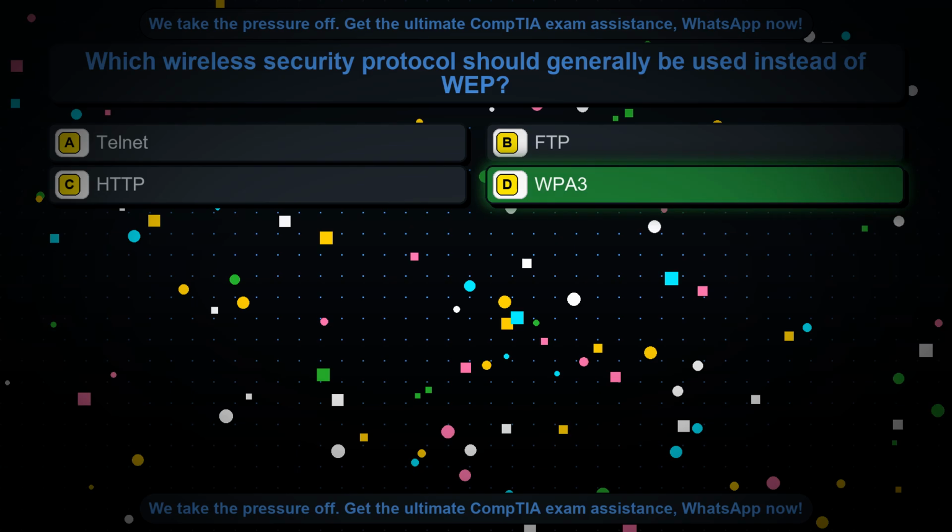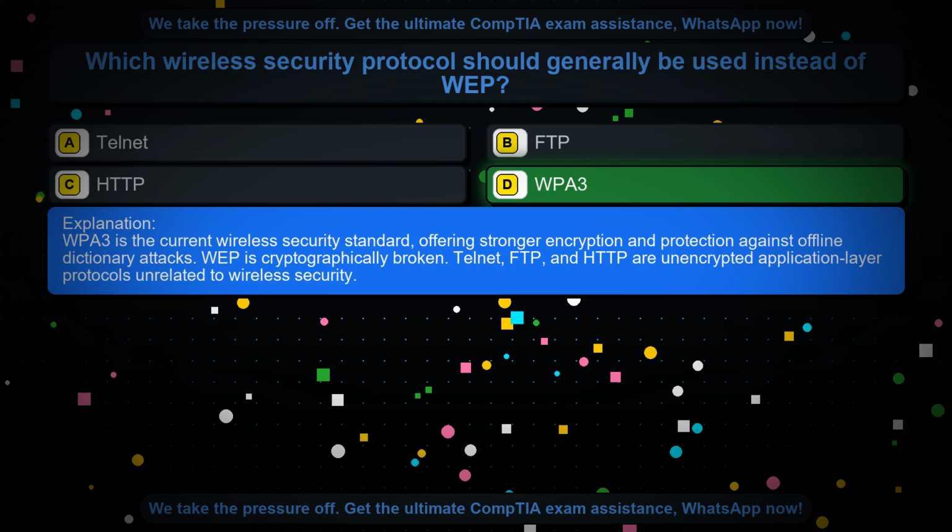The correct answer is option A. Verify full system functionality. After a solution is implemented, the technician should verify full system functionality. This confirms that the fix resolved the original issue and did not introduce new problems.